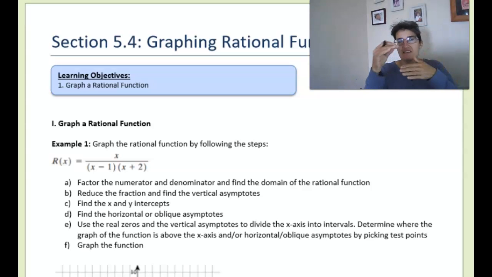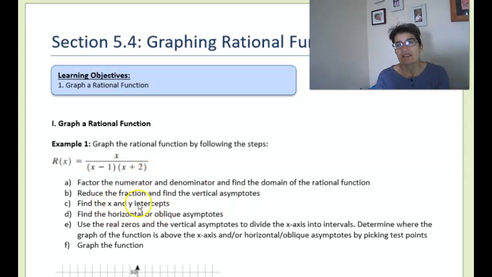There are several steps that you want to go through to get started on the graphing, to collect different pieces of information. Basically we want to start by factoring the numerator and denominator as much as we can, if it's not factored already. And you want to find the domain of the rational function. Then you're going to reduce the fraction and find the vertical asymptotes, and also any holes. I don't think we're going to do any examples where there are holes in the graph.